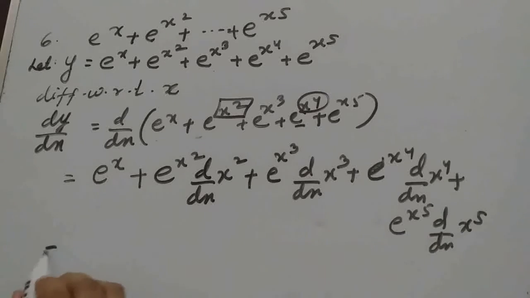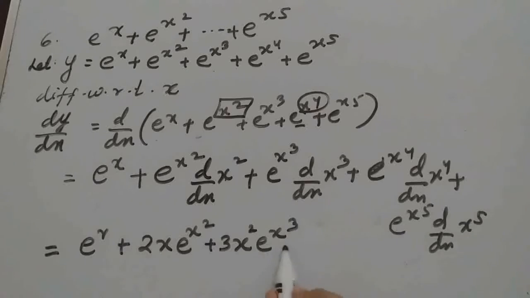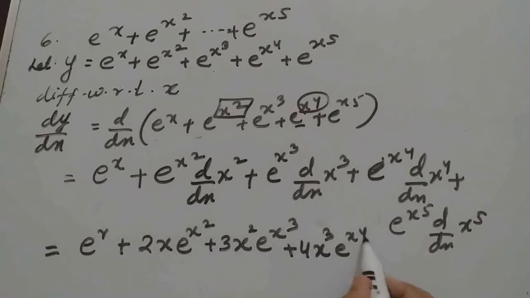So the final answer you will get: the derivative of x² means 2x e^(x²), here 3x² e^(x³), here 4x³ e^(x⁴), plus 5x⁴ e^(x⁵).